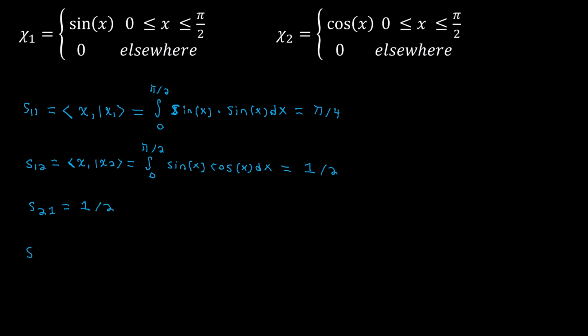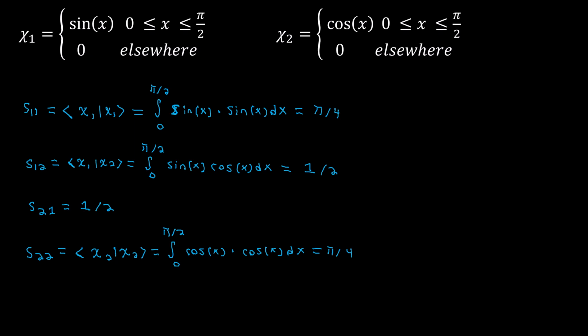Finally, we need to find the S22 element. Cast into the bracket notation, that's going to be bracket chi 2, chi 2. And this is going to be the integral from 0 to pi over 2. We're going to plug in chi 2 to be cosine of x, and then multiply by, again, chi 2, which is cosine of x, dx. Plugging this into an integral calculator gives us pi over 4. Note how here S11 and S22 are equal to each other. That will not always be the case, and that's just a coincidence because of what functions I chose.